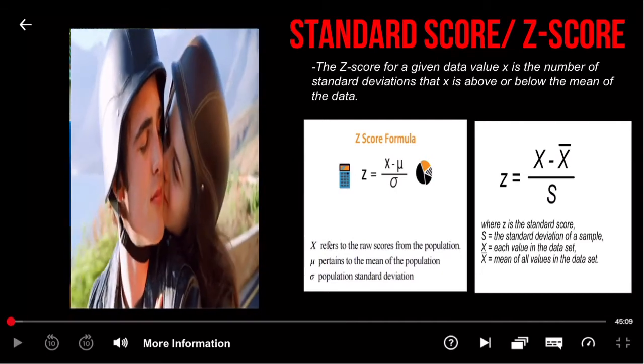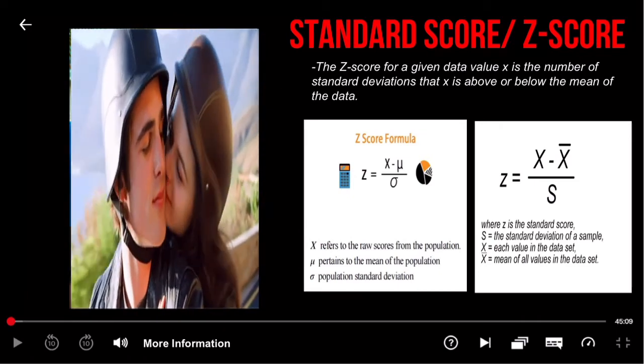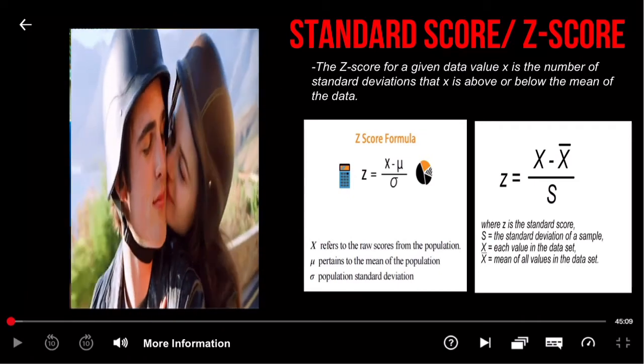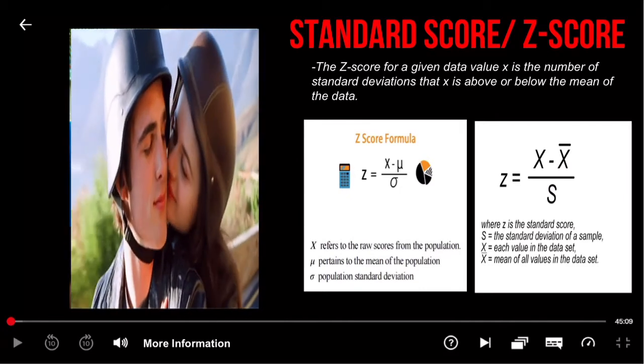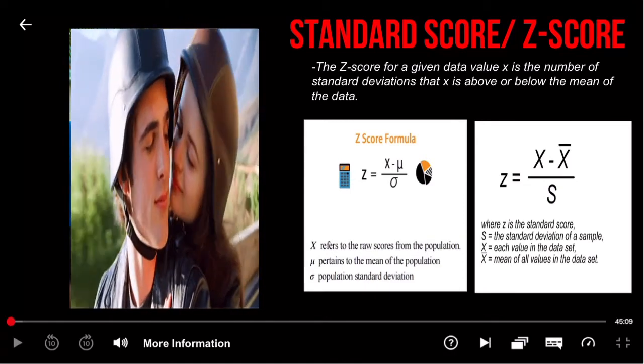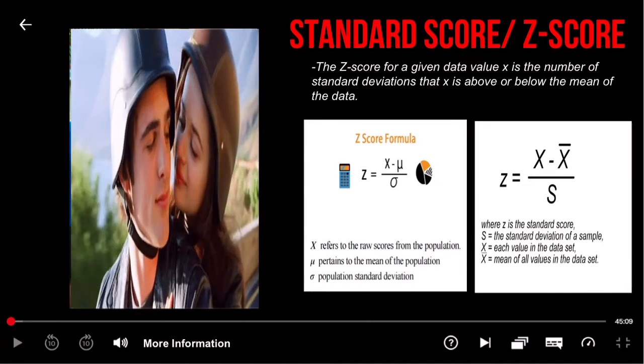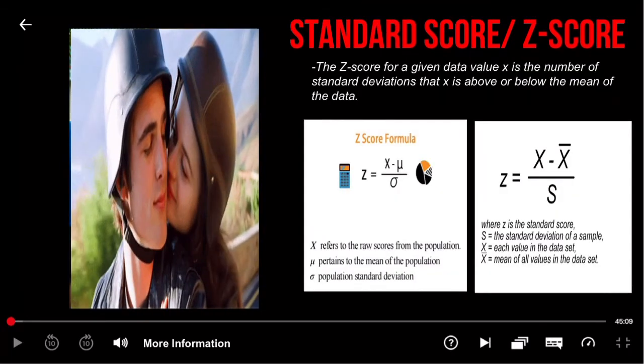The only distinction between the two formulas is whether the distribution was generated from the population or from the sample. The formula on the left refers to the z-scores from the population, while the formula on the right refers to the z-scores from the sample. Please take note that if the z-score is positive, the score is above the mean. If the z-score is 0, the score is the same as the mean. If the z-score is negative, the score is below the mean.